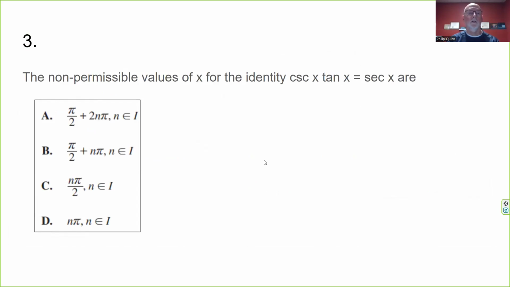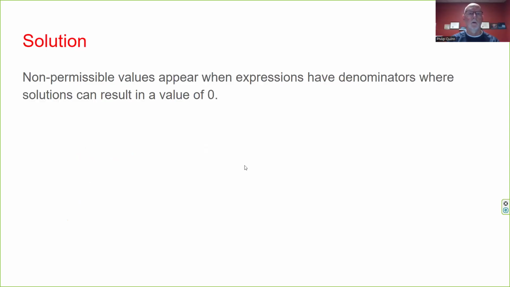Okay, one more question here. It has to do with non-permissible values for this identity. So remember, an identity is true for any permissible value of the variable. So let's see what we got here. Non-permissible values appear when expressions have denominators where the solutions can result in a value of 0, because we can't divide by 0, it's undefined.